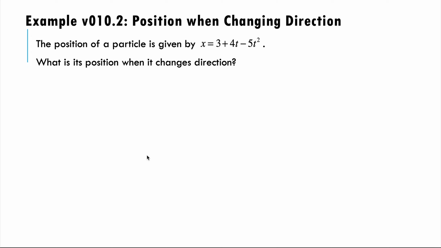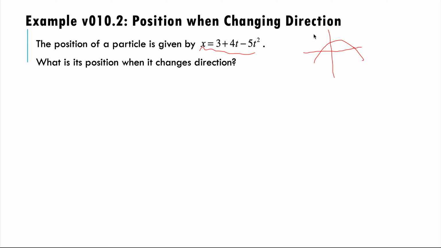Hey everyone, let's look at a second example from video 10 on the kinematic equations. This example does require calculus. In this example, we are given the position of a particle as a function of time, and we want to know what is the position when it changes direction. So if you want, you can visualize it. It's not mandatory, but we do have a parabola that looks something like this, if you graph it.